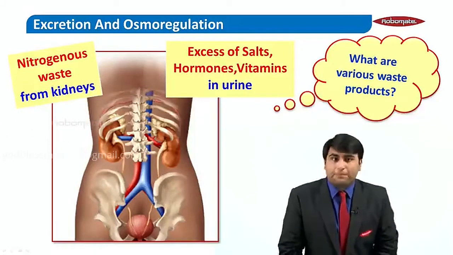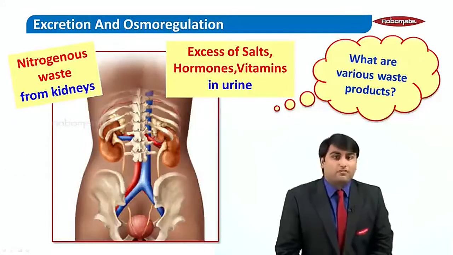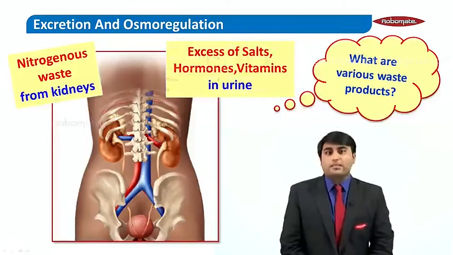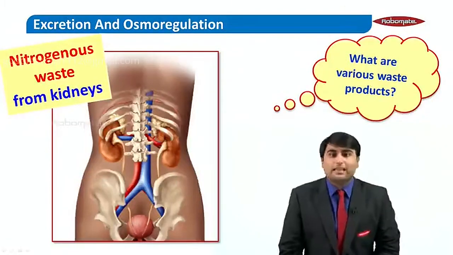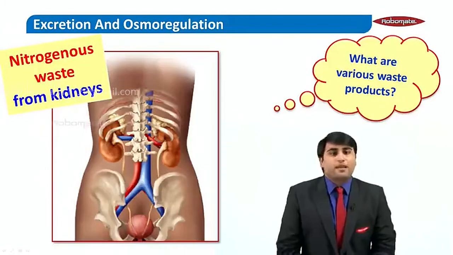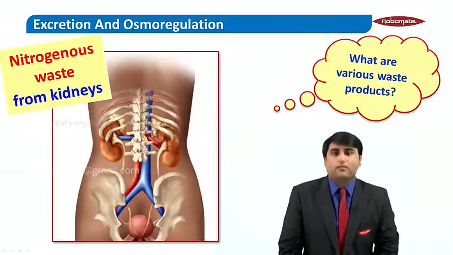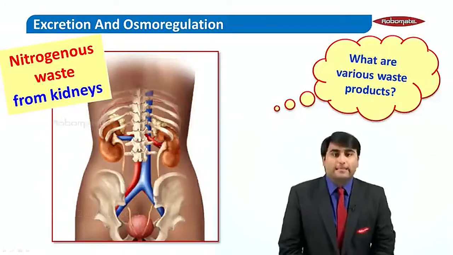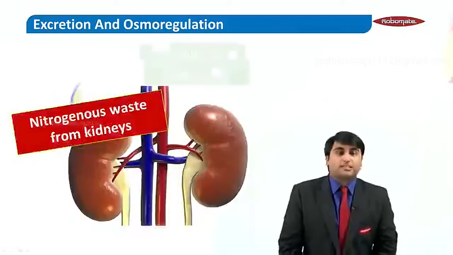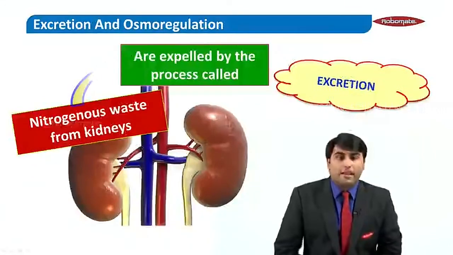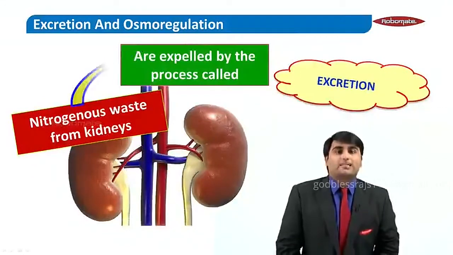But in this chapter, the main waste product which we are going to discuss is the nitrogenous waste. So this chapter, excretion, is basically dealing with the different types of nitrogenous waste formed in our body, and that is excreted by the important organ, the kidney. The nitrogenous waste is excreted from our kidney by a process called excretion.